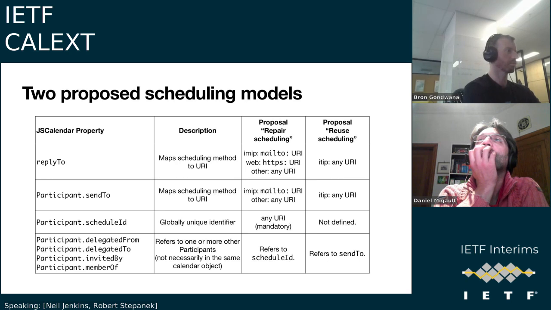I think it's just a matter of saying, if you're creating a JS Calendar from scratch, and there is an IMIP mailto URI available for this participant, you should use that as your schedule ID for the most compatibility. That's kind of it.